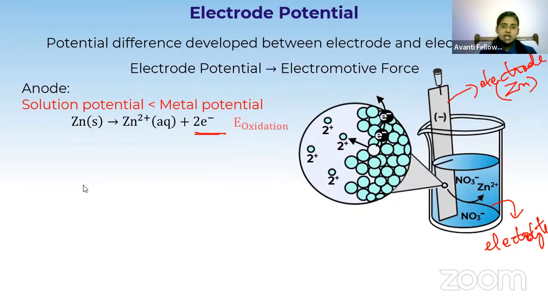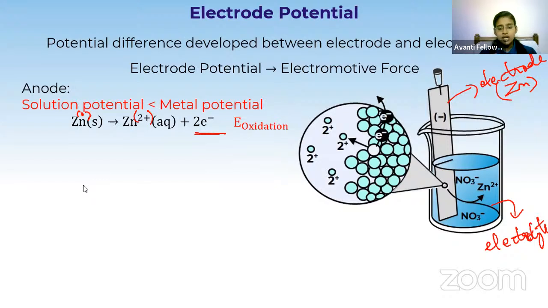So the E oxidation, you can write the E. What is meant by E? Electrode potential or electromotive force. It is written for oxidation because zinc is getting oxidized, right? So zinc is moving from 0 to +2. So you can write the oxidation potential for this particular reaction.